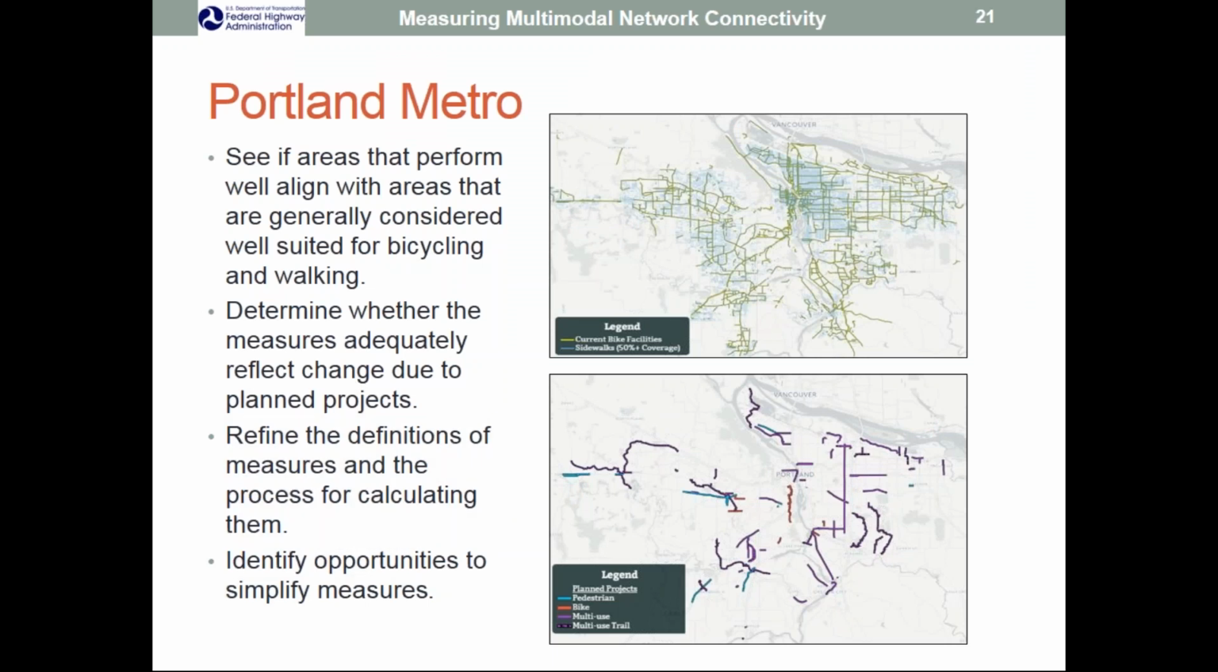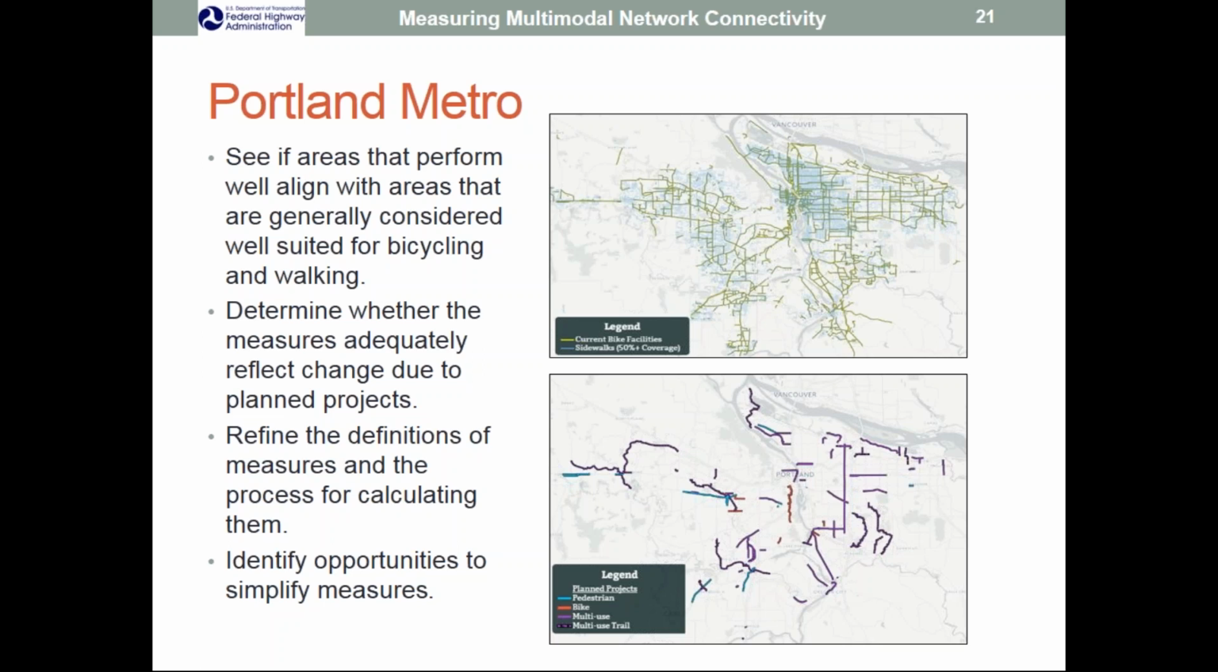The last case study, I'll just give a little insight on Portland Metro. This one could take the rest of, these all could take the whole rest of the hour. So we're going to do them very, very quickly. But in Portland, we wanted to try to look at a whole variety of measures. At the same time, there's a lot of really rich resources in that agency in terms of analysis tools and GIS resources.